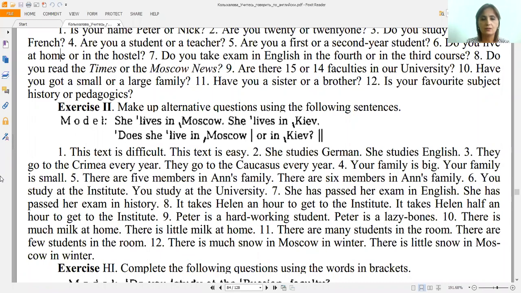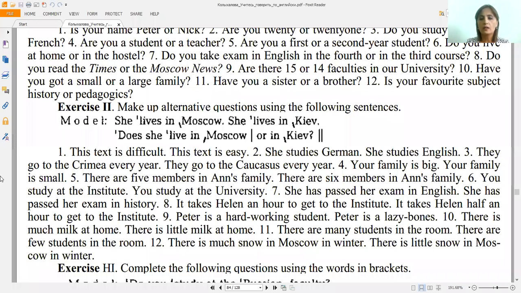You study at the institute. You study at the university. Do you study at the institute or university? University. She has passed your exam in English. She has passed your exam in history. Has she passed your exam in English or in history? It takes Ellen an hour to get to the institute. It takes Ellen half an hour to get to the institute. So the alternative question, if we make from these sentences, is: does it take Ellen an hour or half an hour to get to the institute?